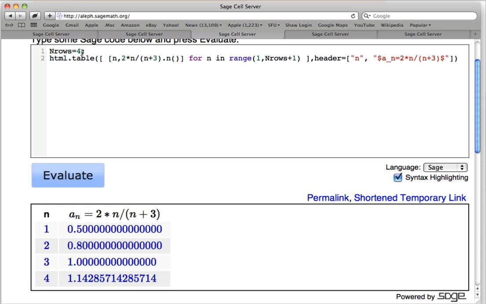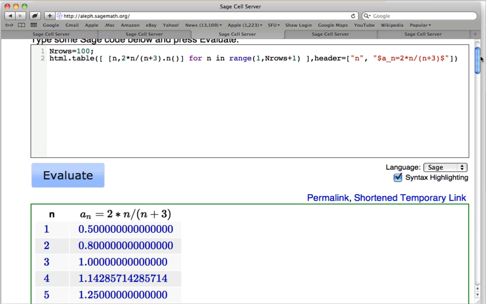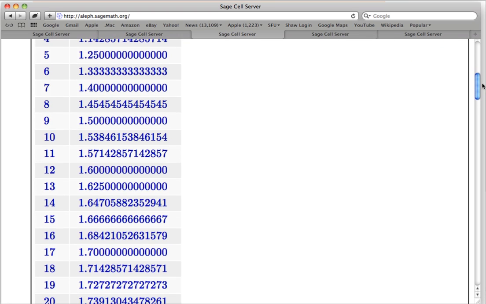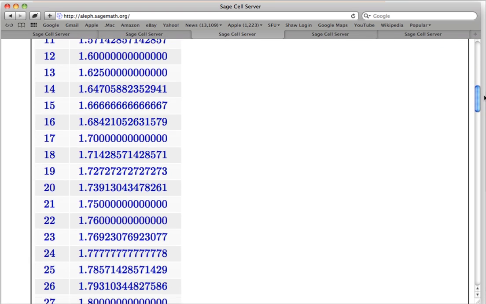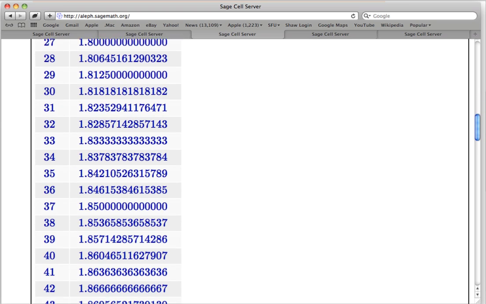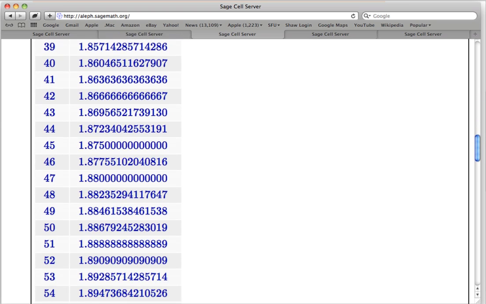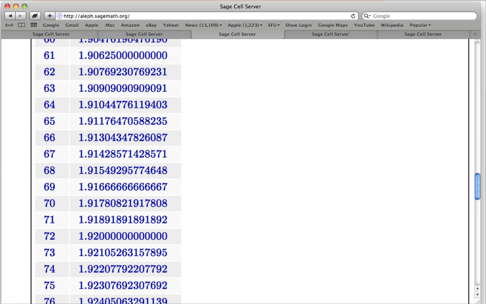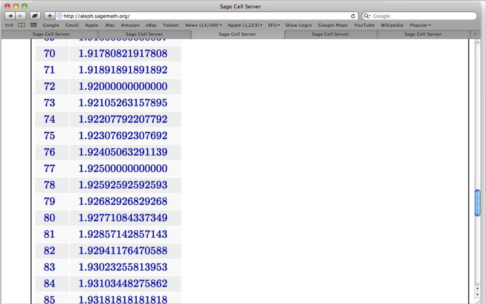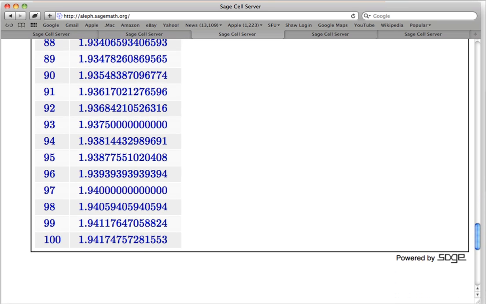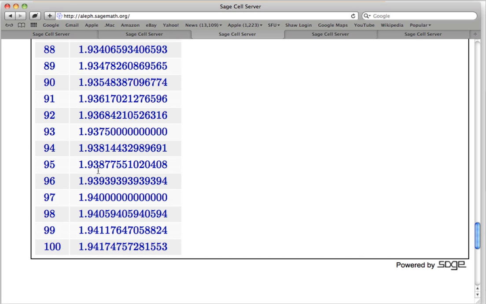Well, maybe 4 terms isn't enough. Let's try 100 terms. So let's scan down the list. So we're at around 1.4, 1.5, 1.7, now we're at 1.8. Still hovering around 1.8. Now we're into 1.9. It looks like for the last 40 terms of the sequence, we're hovering around 1.9, slowly increasing that next digit from 3 to 4.